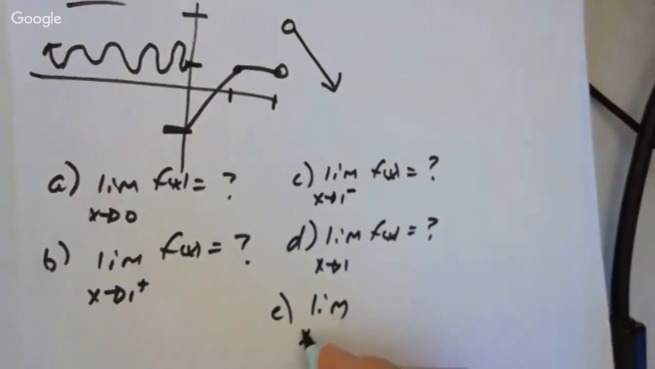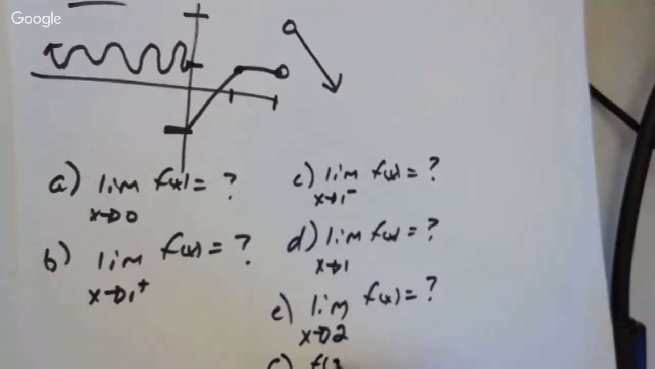The limit as x approaches 2 of f of x is equal to what? And then let's go even more fun. Part F, what is f of 2 equal to?